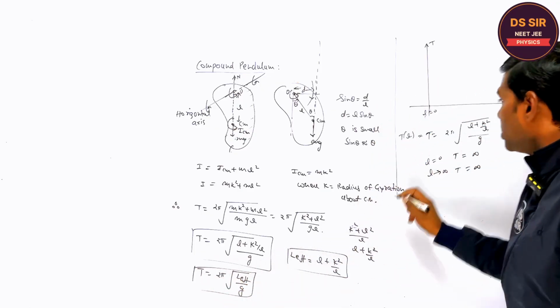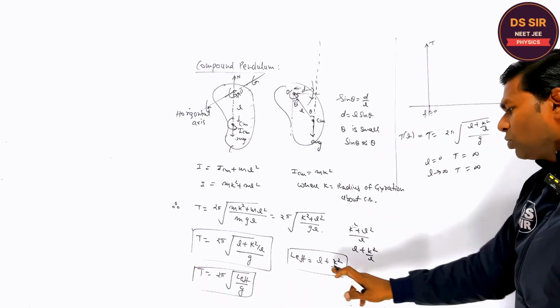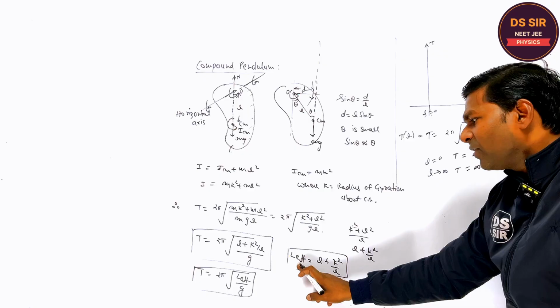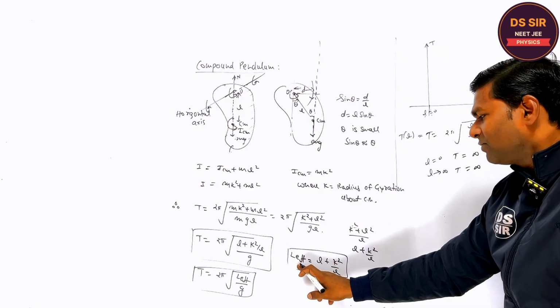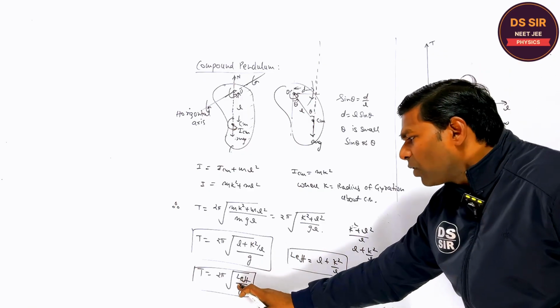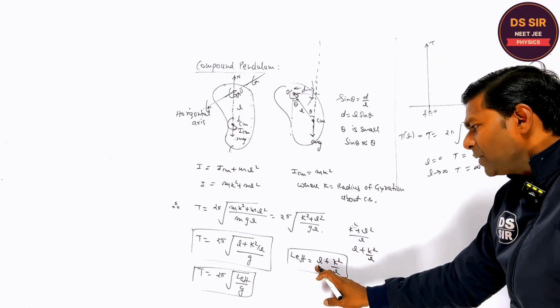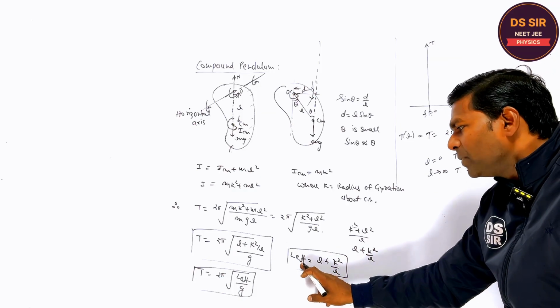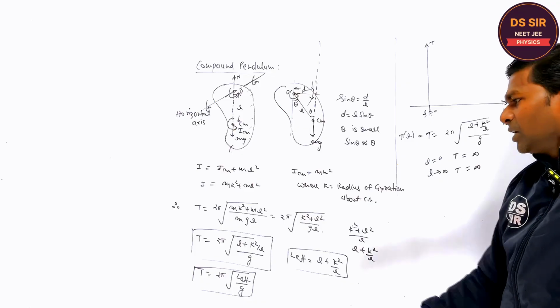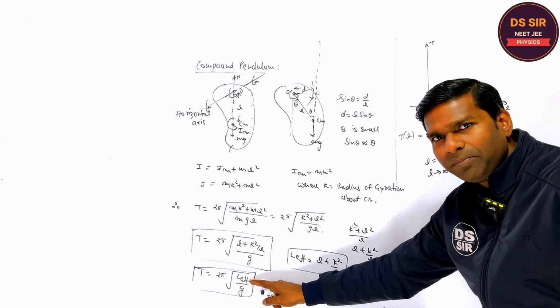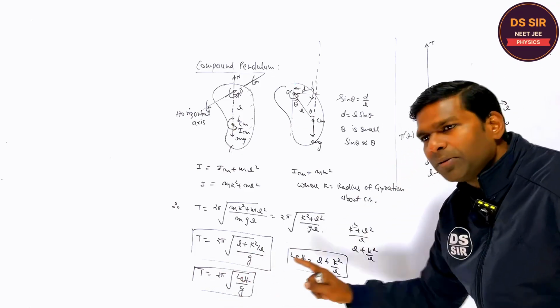The time period is infinity for L equal to 0. If you put 0, L effective is infinity. So what is the minimum time period? The minimum time period can be found if we find the minimum value of L effective. If this L effective is minimum, the time period will be minimum.